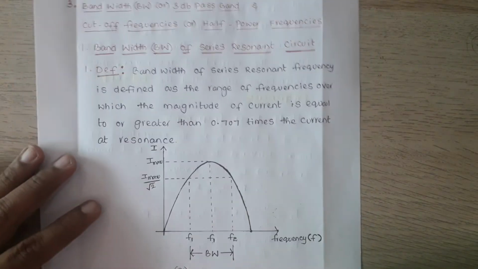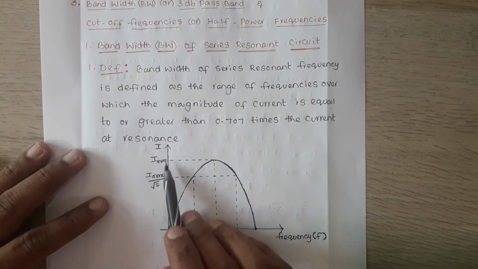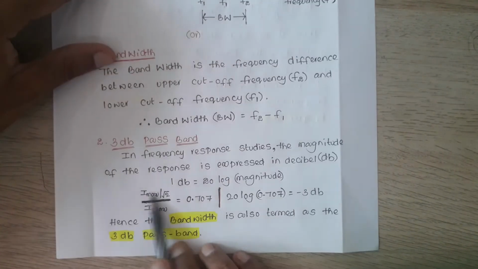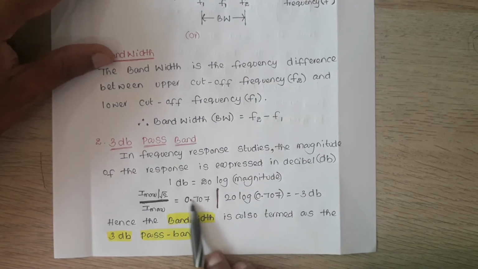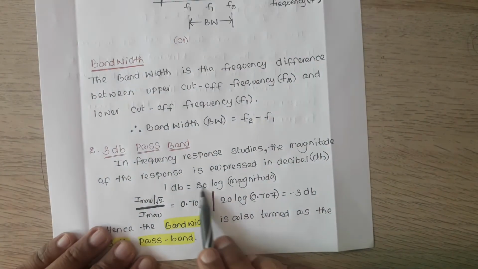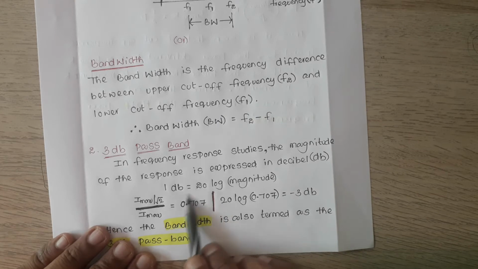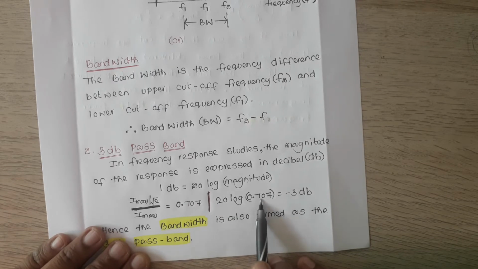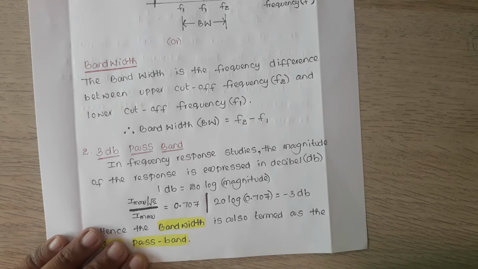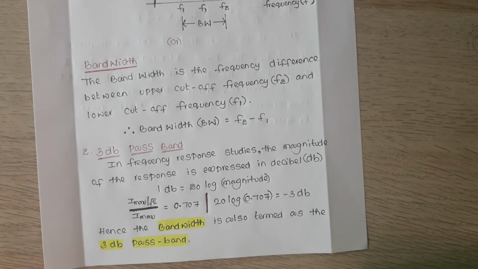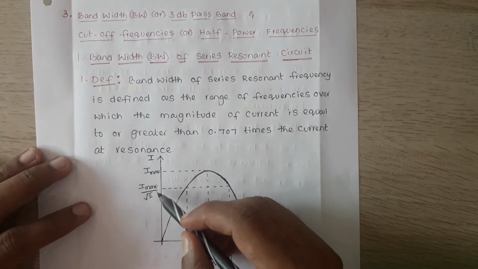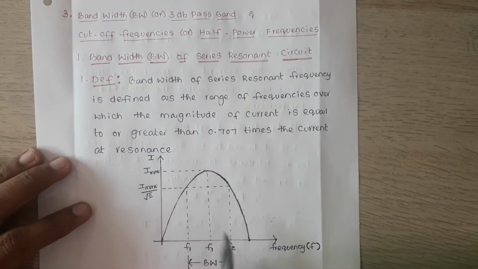Here, take I max by root 2 divided by I max, which equals 0.707. Take 20 log of this value: 20 log 0.707 is minus 3 decibels. So you get minus 3 decibels. That is why we take the ratio of I max by root 2 to I max, and the corresponding frequencies are in between F1 and F2.